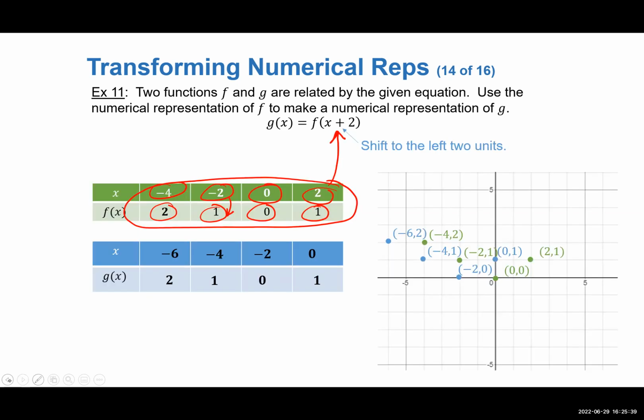So now this point, this (-4, 2), got shifted to the left 2 units, so it became (-6, 2). (-2, 1) became (-4, 1). Y'all see what I'm saying? (0, 0) became (-2, 0). And (2, 1) became (0, 1). So these became my new points because I shifted everything to the left. So really, if you have a difficulty understanding it from a table, you can always go to a graph and remember what this means. So +2 inside the parentheses means shift to the left 2 units. Pause that and rewind it and try it again.